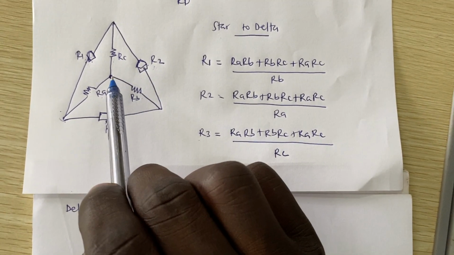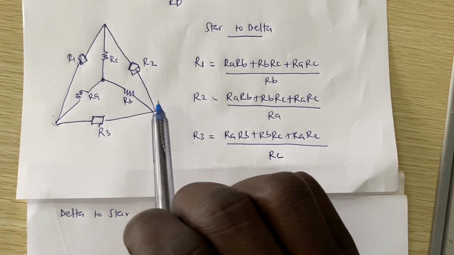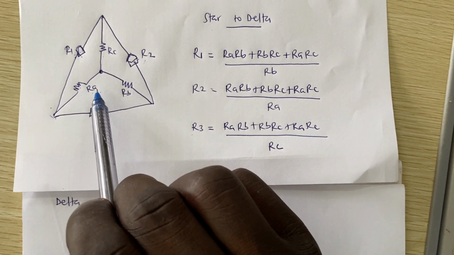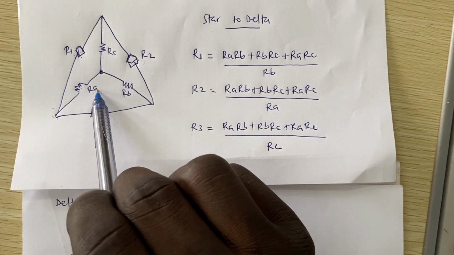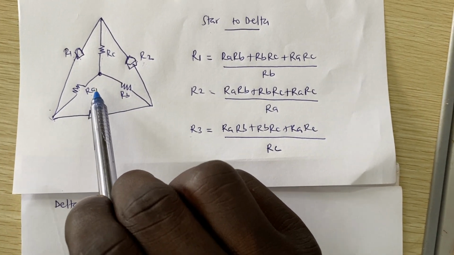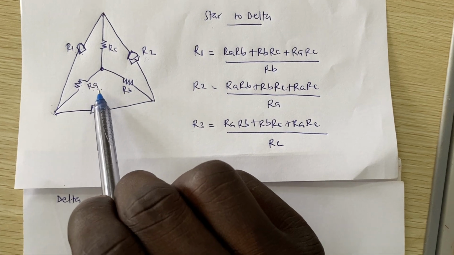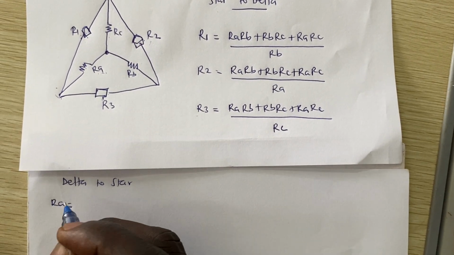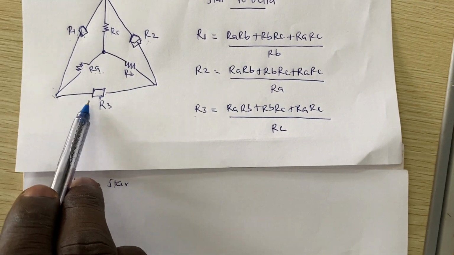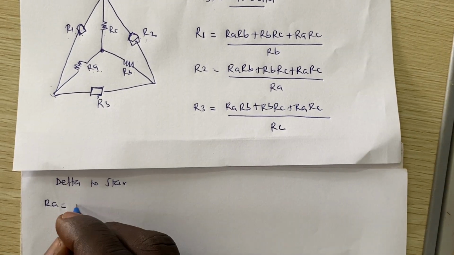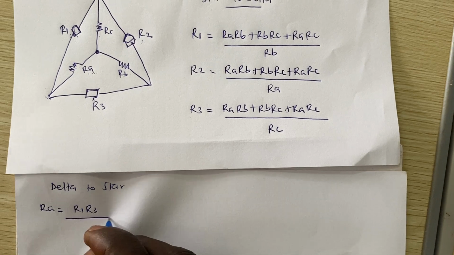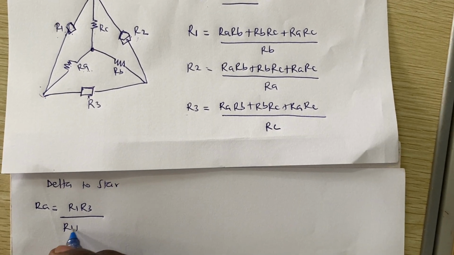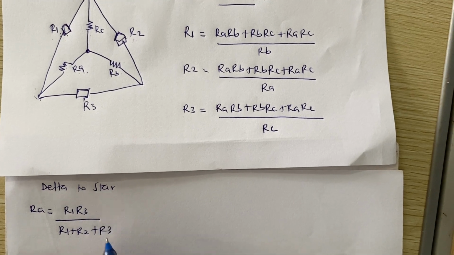So when we take this particular element, which is the RA, and we want to find RA, right? We are saying that the numerator is just the multiplication of the two elements in which the RA finds itself, right? Then you divide it by the sum of the other elements. So to find RA, it's equal to the two elements that it finds itself in, which is R1 and R3. So R1 times R3 divided by the addition of the three elements, so R1 plus R2 plus R3, right?